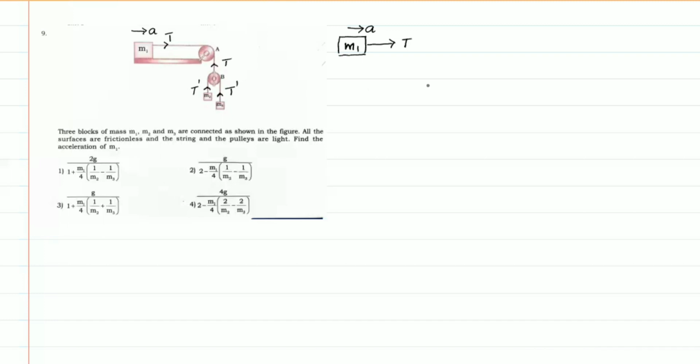Now first I am going to write the equation for the m1 block. It becomes T is equal to m1 A. So consider this as equation 1. Now I am going to draw the free body diagram of the pulley. So the tension is upward T and downwards I took as T dash, T dash. Now the equation for the pulley becomes 2 T dash is equal to T. Now T dash is equal to how much, my dear? T by 2. Consider this as the second equation.